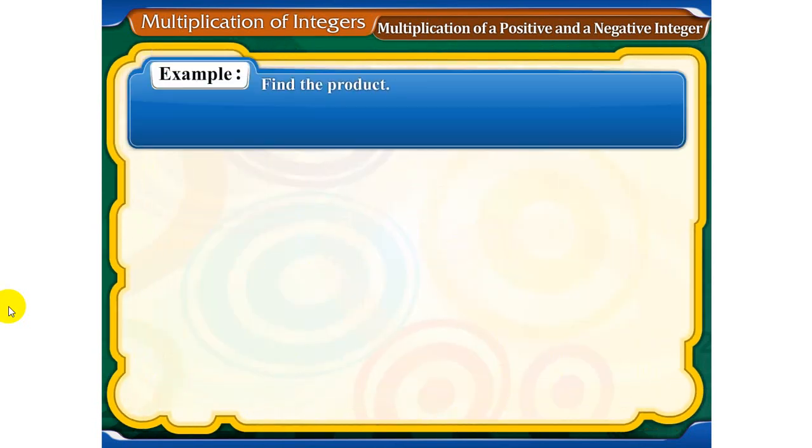For example, find the product. 1. 15 multiplied by negative 16. 2. 21 multiplied by negative 32. 3. Negative 42 multiplied by 12. 4. Negative 55 multiplied by 15. 5. 25 multiplied by negative 21.